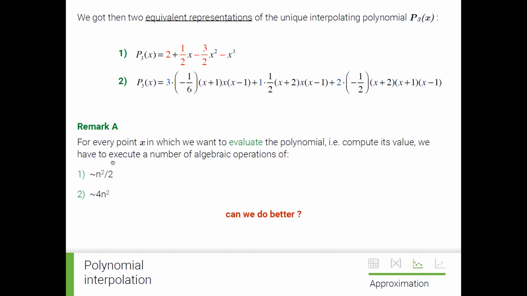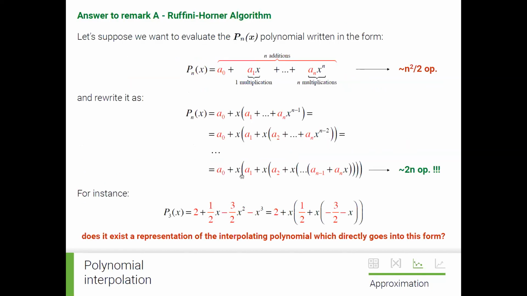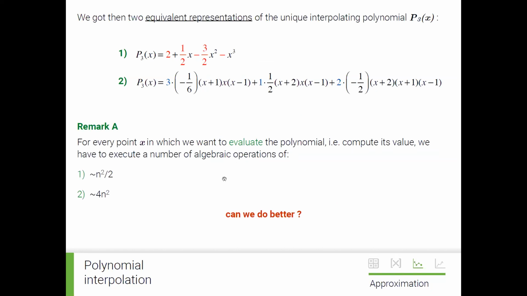And remark here, for every point x at which we want to evaluate the polynomial, meaning compute its value, we have to execute a number of algebraic operations. The first one is n squared over 2, or 4n squared. So we will consider these kinds of algebraic operations now. So here, this is the answer to this remark A.